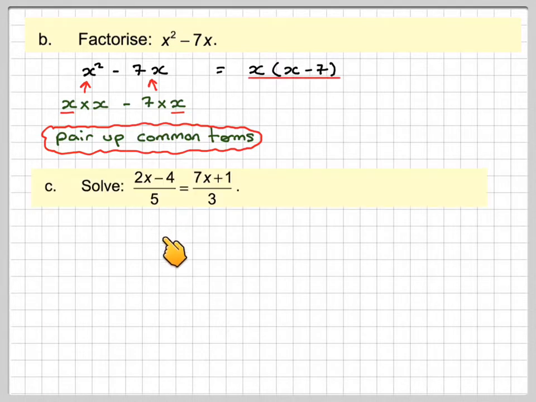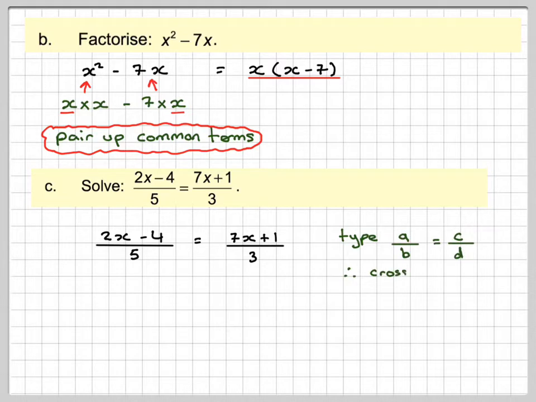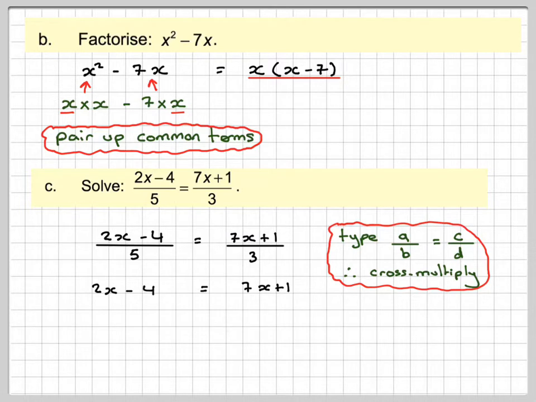Solve (2x minus 4) over 5 is equal to (7x plus 1) over 3. So we've got (2x minus 4) over 5 is equal to (7x plus 1) over 3. This is of the type A over B is equal to C over D, and this is solved by cross multiplying. So writing out the top one, 2x minus 4, 7x plus 1. The 3 comes up here, and we usually put it in front of the brackets. We get 3 brackets 2x minus 4. And then the 5 comes up in front of the bracket here, so we get 5 times 7x plus 1.